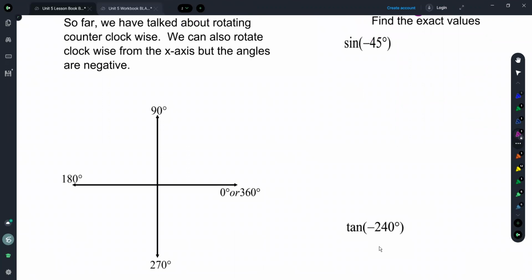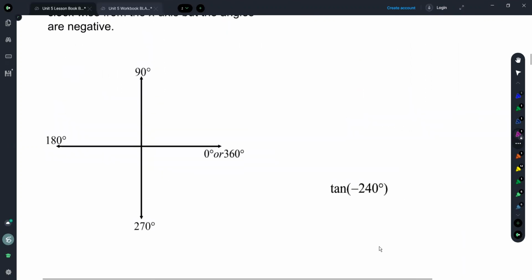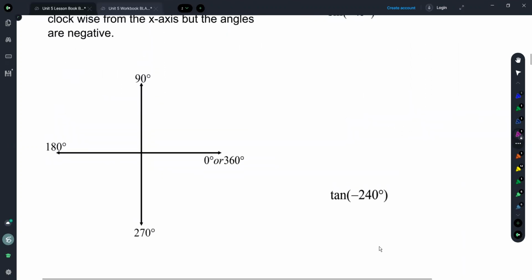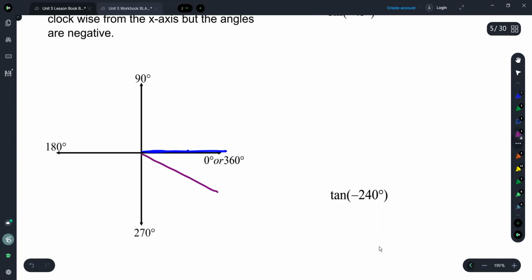Okay, so far we talked about rotating counterclockwise, but we can technically rotate clockwise. That just means we rotate in the negative direction for angles. So if I were to measure, let's say, 30 degrees clockwise from 0, so if this is my initial arm and I rotate 30 degrees this way, this would actually be negative 30 degrees.